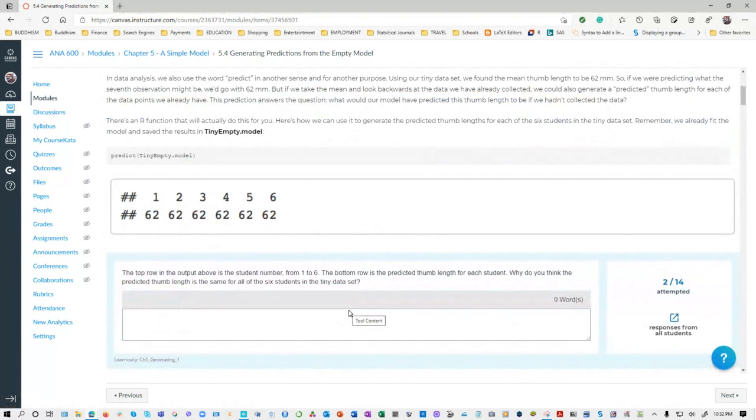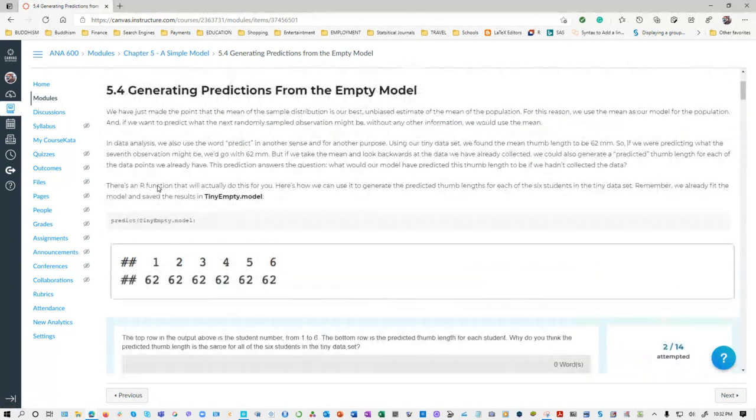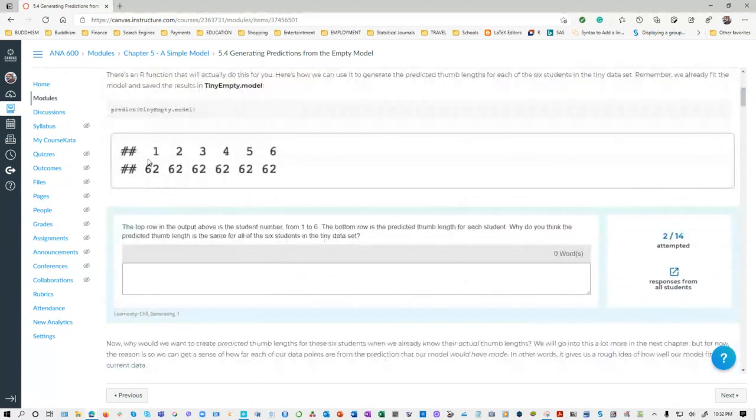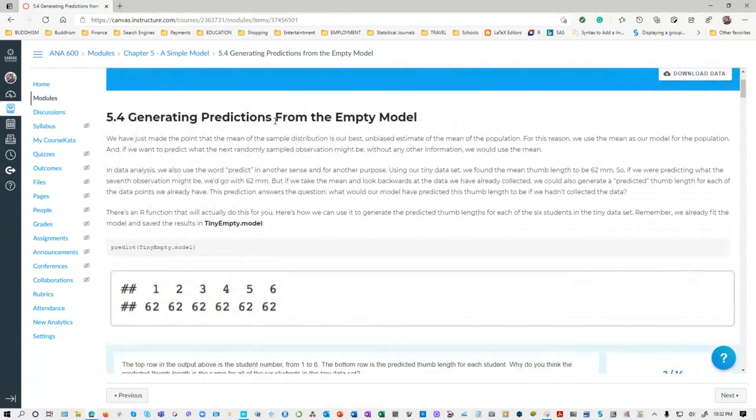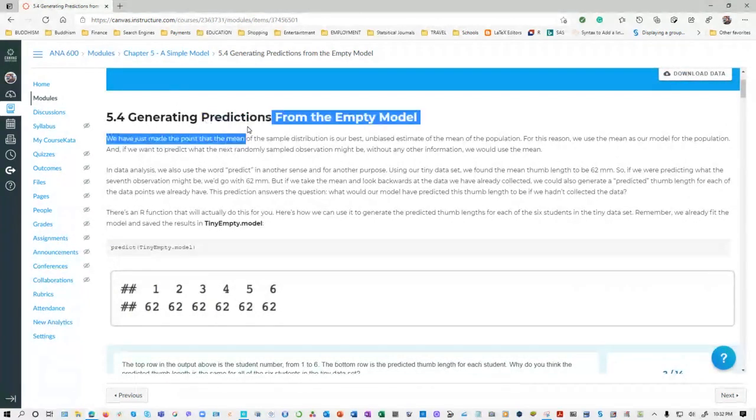Then if you predict from this one, now what are you gonna do? What do you mean by predicting? Okay, this prediction means something different. Generating predictions from this is different from the prediction we were talking about earlier.